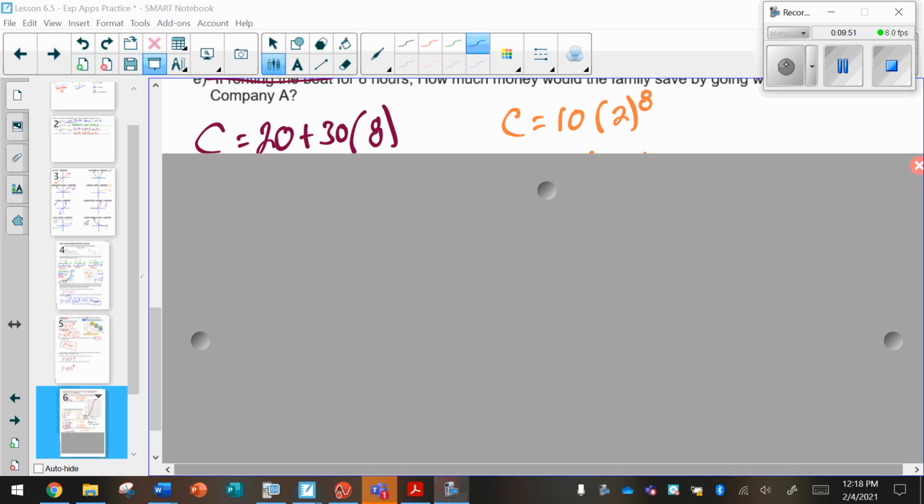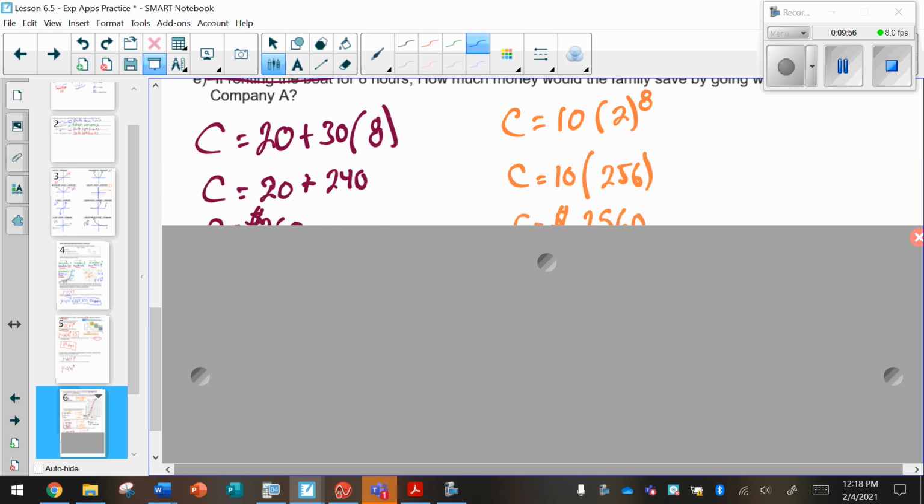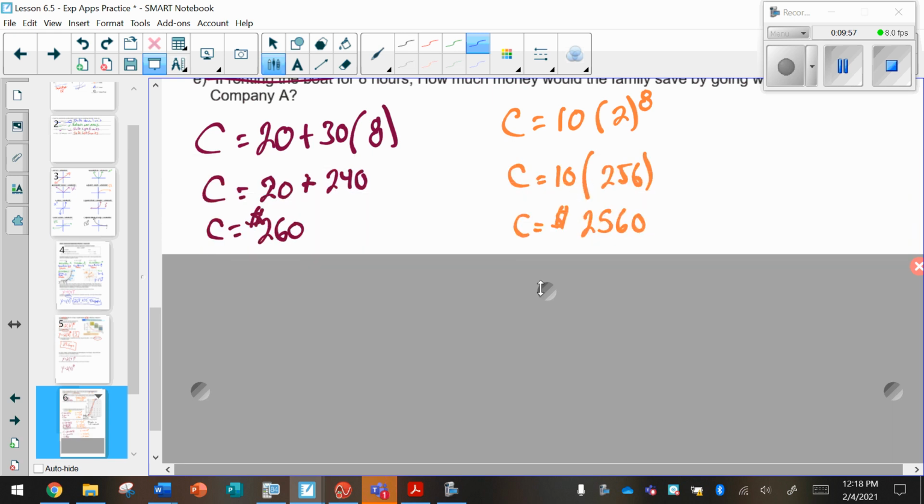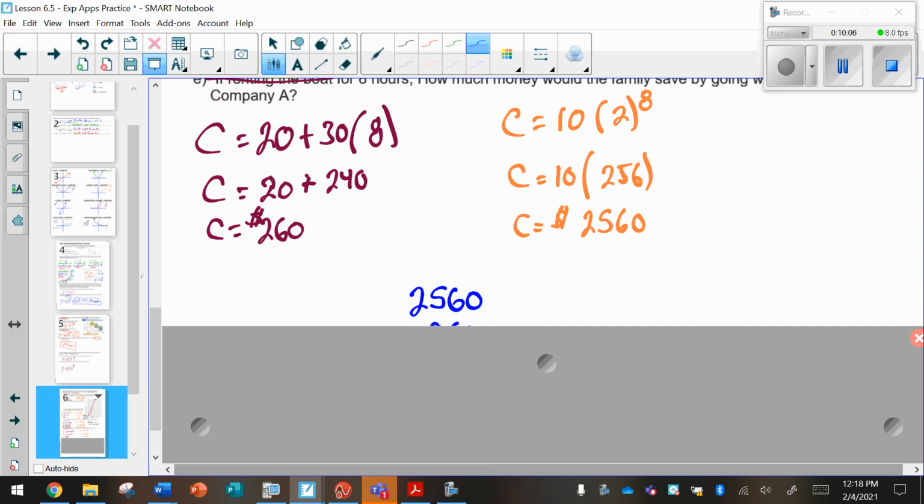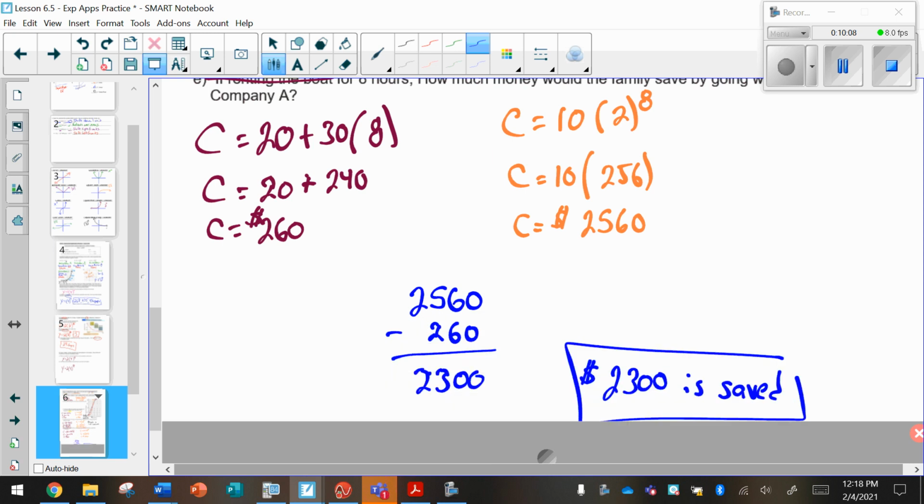Okay, so here's what we got. When you plug in your values for each function, we should end up with $260 as the cost for Allagash and $2,560 for the cost for Bubbles. And then when you subtract them, what you come up with is a ridiculous saving of $2,300.